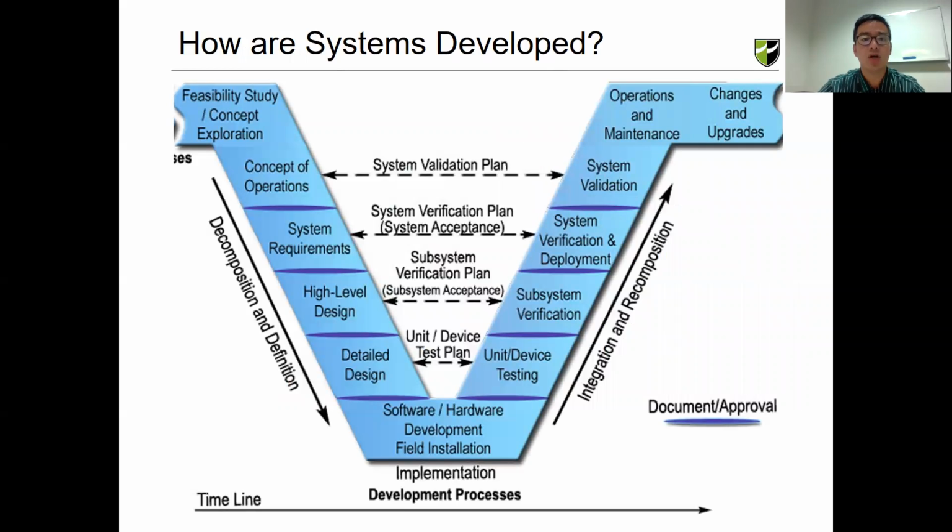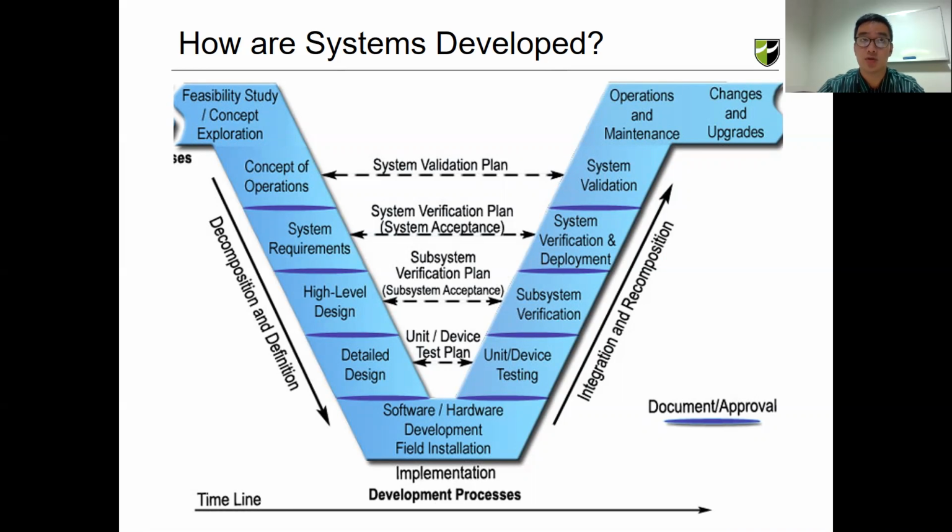When we talk about systems, we also look at the V model. The V model will tell you the different stages, starting from the feasibility studies, and then you look at the system requirements. Once you have that, you can go down into the high level and detailed level design. From the design, you can come up with your software and hardware development. Once you have that, you can go on to testing, verification, and validation. And after that, operations, maintenance, or changes and upgrades. So that is what a typical life cycle of a system looks like.